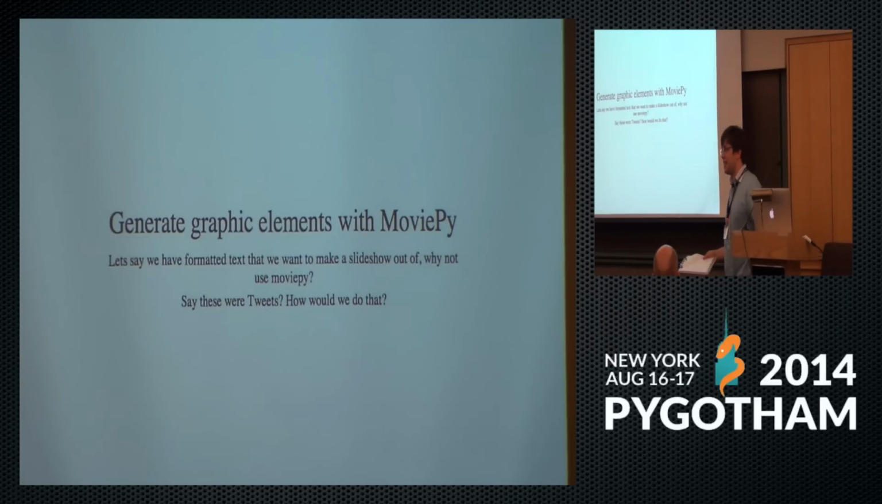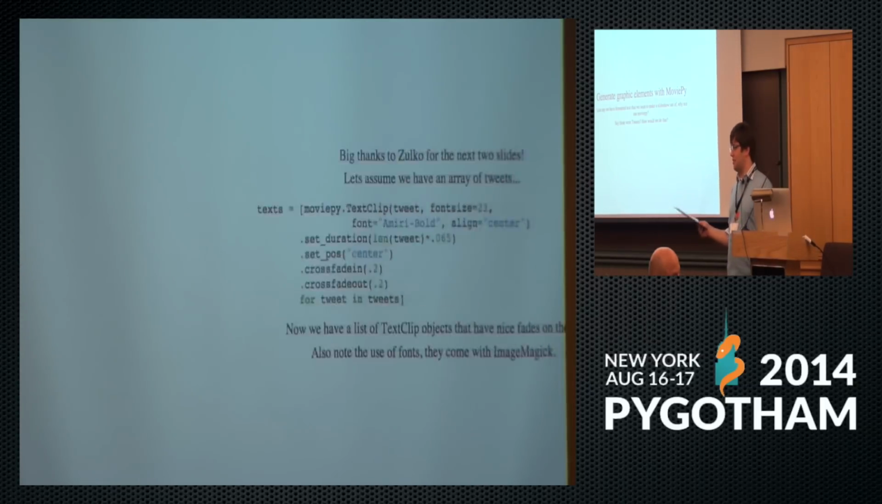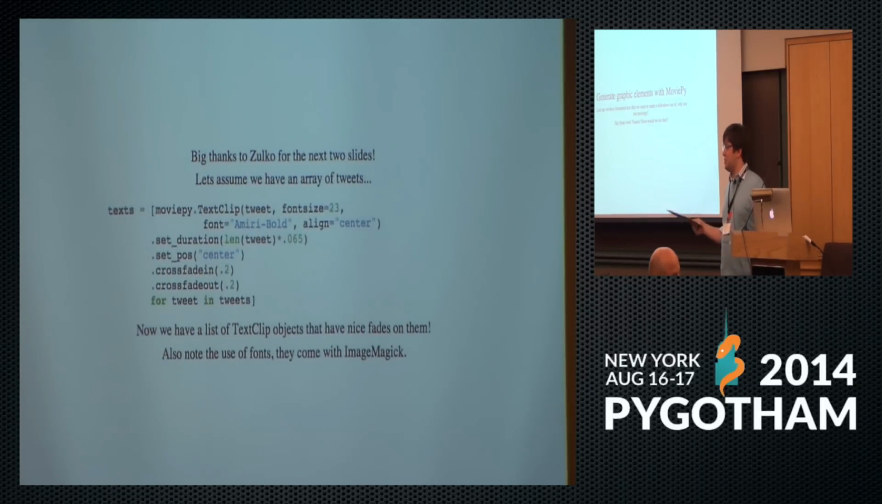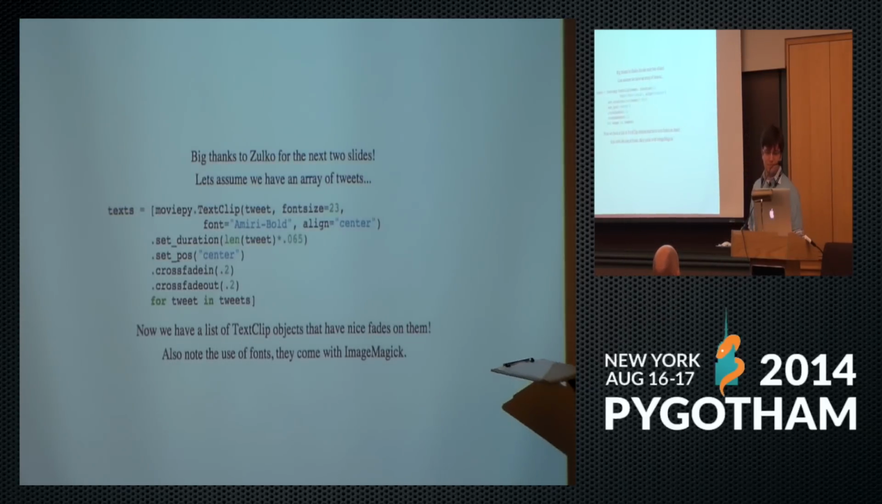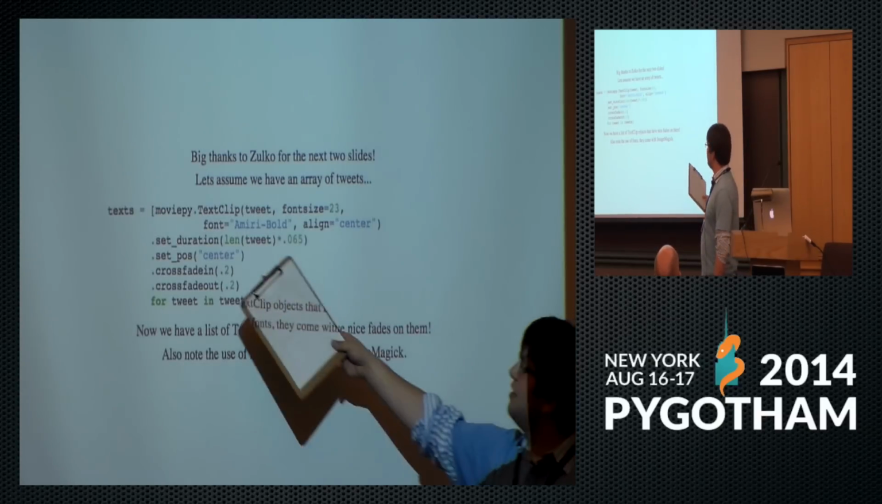So let's take it a step further. You're making a video, and you want to generate some kind of graphic elements. Why not just make a script to do that? Let's say you're doing a show about celebrities and you want to get a bunch of tweets together. Why bother downloading these tweets, editing them together, and copying and pasting text? You can just write a script for that. Again, big thanks to Zuko.